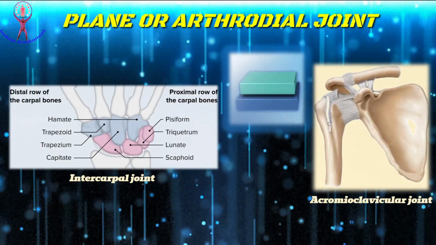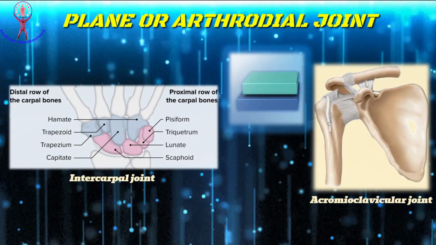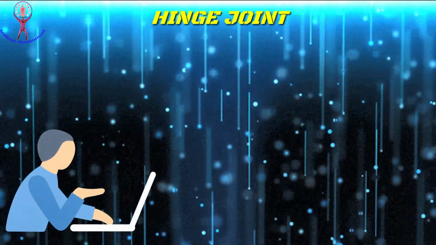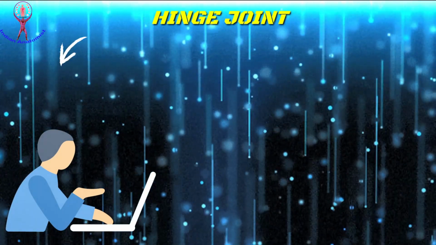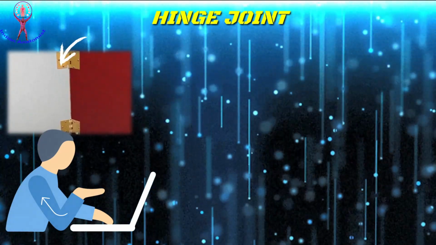The following are some pictorial examples of the plane, or sliding, or gliding, or arthrodial joints. Next is the hinge joint. What is a hinge? Dear students, daily we are seeing the hinge somewhere in the house, or other working places.